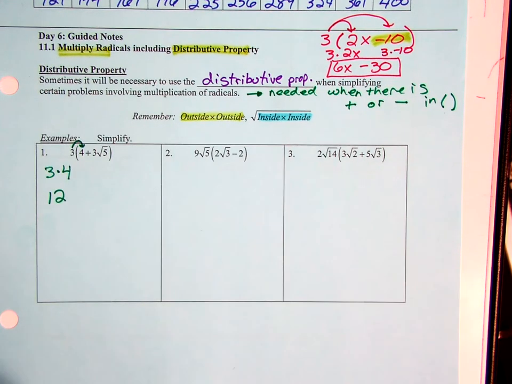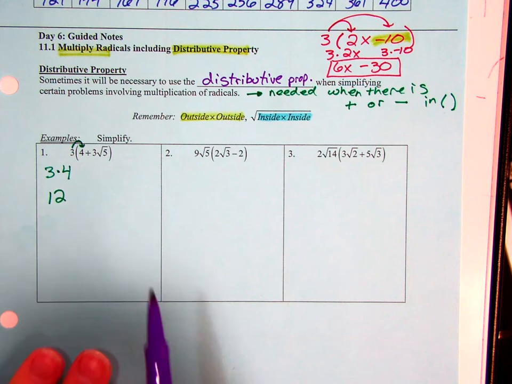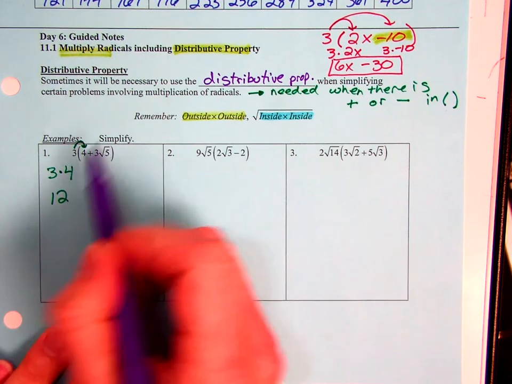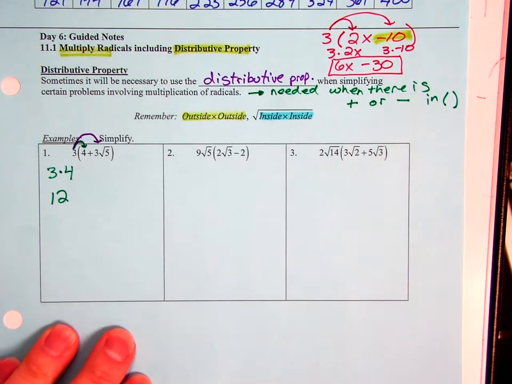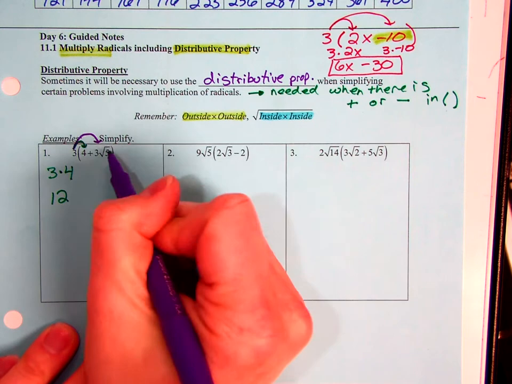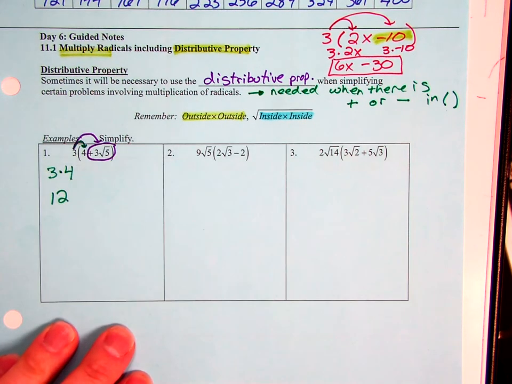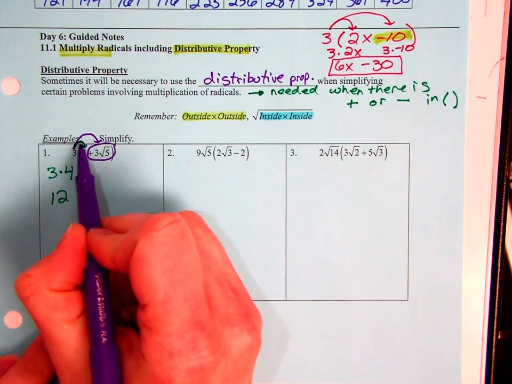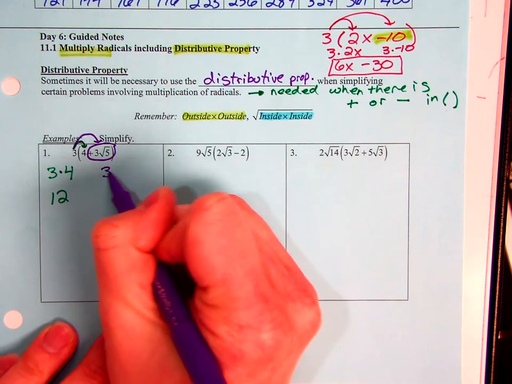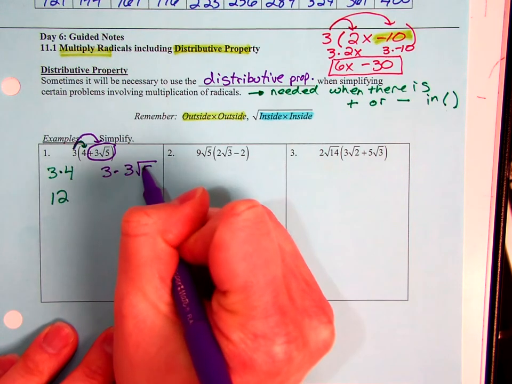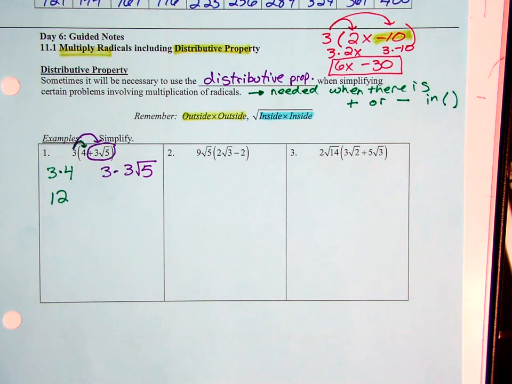But now I'm not done distributing because I only multiplied the 3 times the 4, and I have to do 3 times the next one. Now remember, when you take that next one into consideration, that addition or subtraction sign will tell you what type of symbol you're multiplying by. So in this case, I'm doing 3 times positive 3 root 5. So this is where I need to focus.